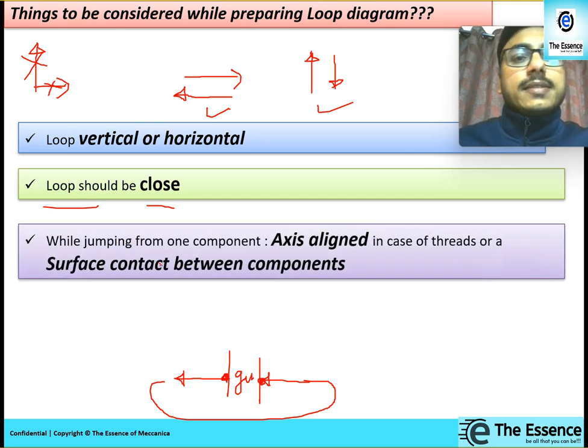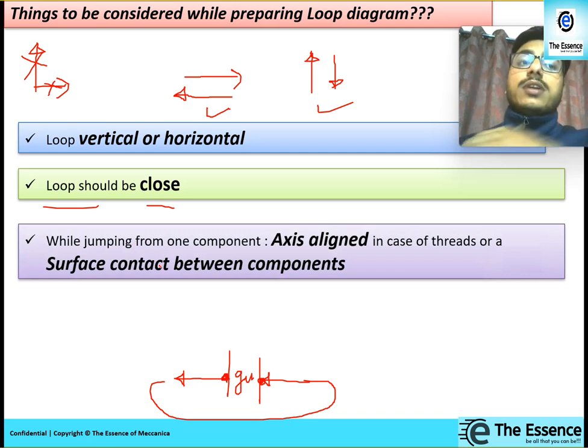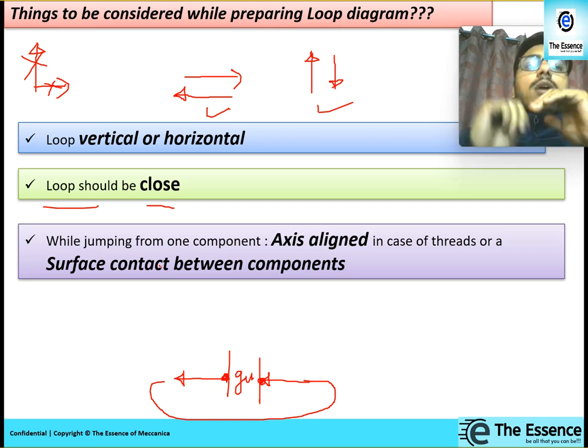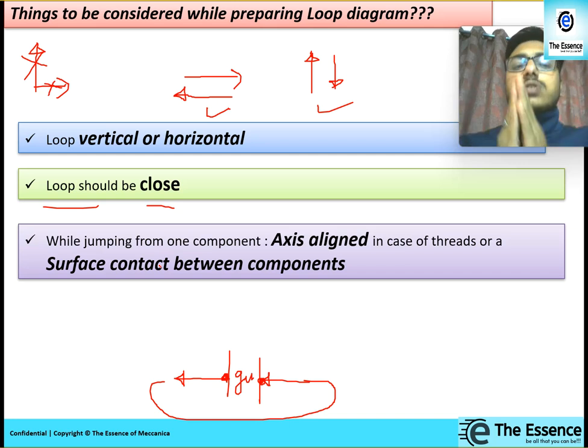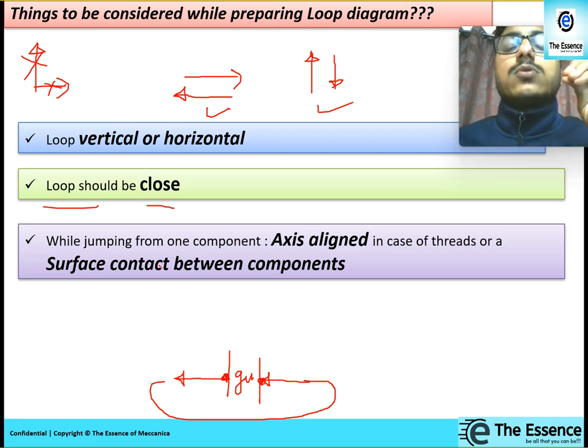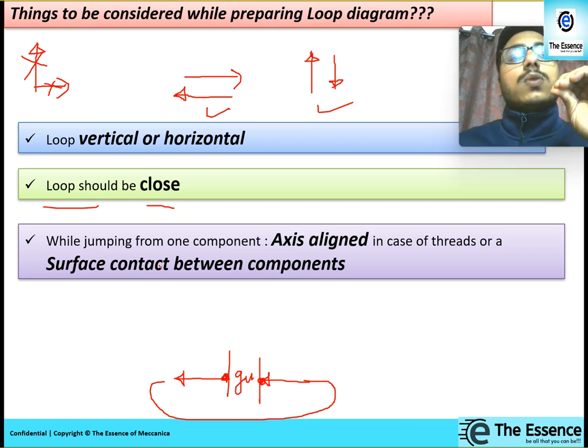Another thing is, in the case of an assembly, to jump from one component to another component, surface to surface contact must be there, or the axis must be aligned. If the axis is aligned or surface to surface contact is there, then we can jump from one component to the other component. Otherwise, no. So these are 3 rules. The loop can be vertical or horizontal. The loop should be closed. And to jump from one component to another component, surface to surface contact should be there or the axis must be aligned. In these scenarios we can do tolerance stack up analysis.